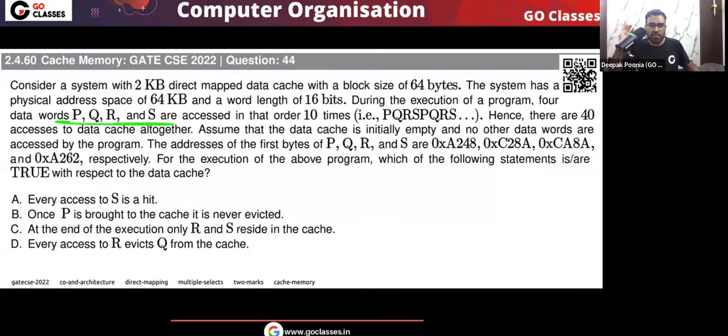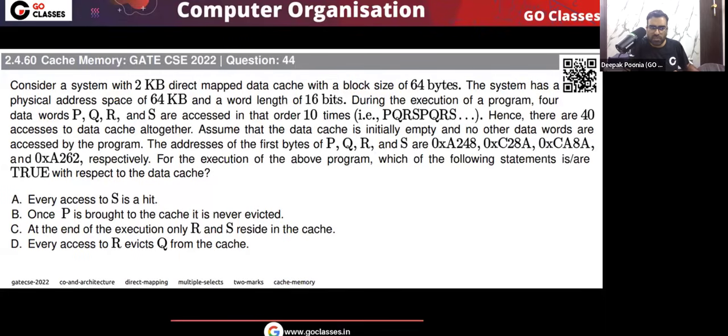Here remember these data words are given to you, but please understand they are not blocks. P, Q, R, S are not block numbers. P is not a block number. P is part of some block. Like this is a block and P is part of some block. So for PQRS, we will first find which block they belong to. Whenever there is any question related to block replacement, always find the block numbers. Because these are data words, not blocks, from them we will find which block they belong to. That is the first thing that we will do.